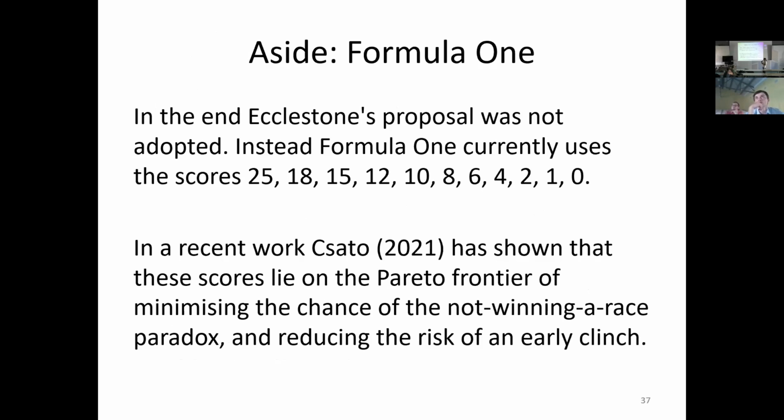And as an aside, Ecclestone's proposal was in the end rejected. And instead, Formula 1 uses the vector 25, 18, 15, and so on. This vector, again, might look arbitrary, but work by Sato has shown that these scores indeed lie on the Pareto frontier of minimizing the odds of the other moral paradox, the winner not coming first in any race, and the chance of the tournament finishing early. So if these are indeed the goals of Formula 1, somehow they found the right solution.